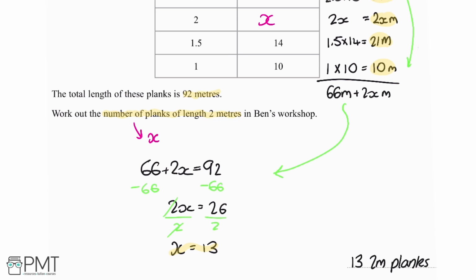So we get 1 mark for what we did up here, so essentially getting down to where we created an equation. Second mark here for attempting to solve the equation. And the third and final mark if we got the correct answer of 13.